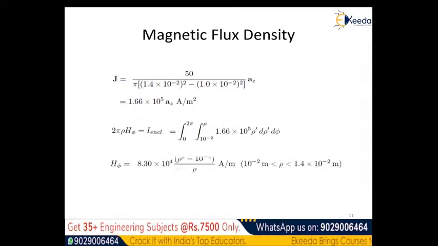H phi is equal to 8.30 multiplied by 10 raised to the power 4. This is further multiplied by the ratio where the numerator is rho square minus 10 to the power minus 4, divided by rho, and this is in terms of ampere per meter here, where the range of rho we have specified for the cylindrical shell, that it is greater than 10 to the power minus 2 meters but less than 1.4 into 10 to the power minus 2 meters here. Now this way we have obtained the magnetic field intensity.